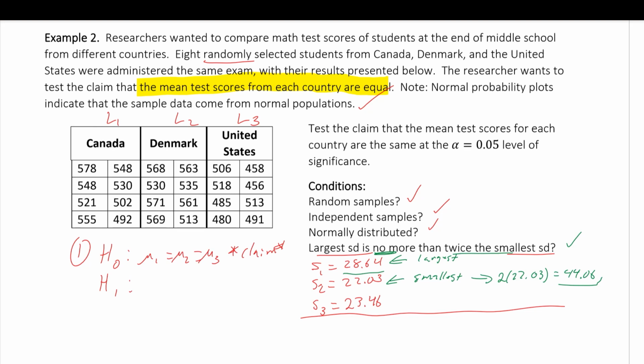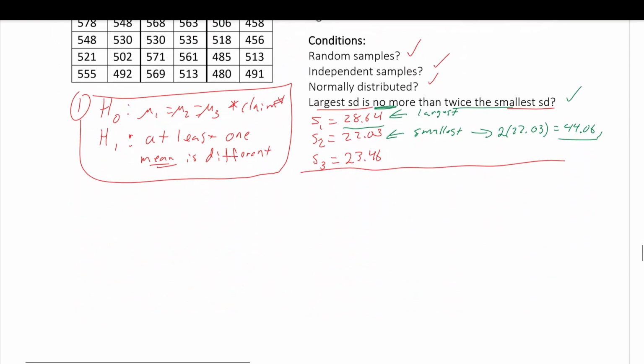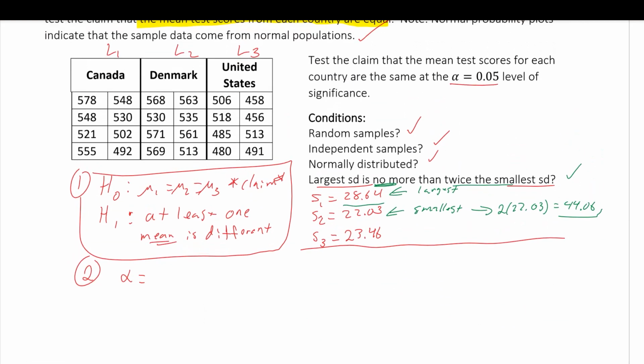You notice that they didn't specify what that mean score is. All we're testing is that they are the same, whatever that number may be. The alternative here, to disprove the null hypothesis, all you have to show is that one of these is not the same as the others. Right, so at least one mean is different. Okay, that's a complete step 1. Step 2, just identify that significance level. I believe they said something about it being 0.05. Yep.